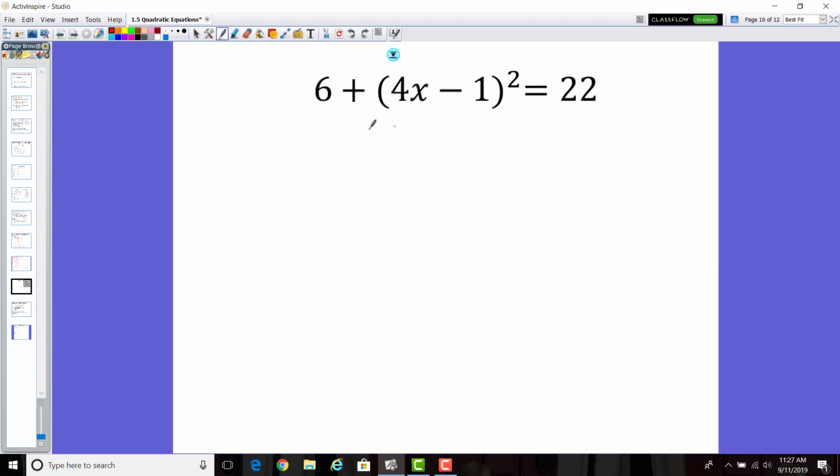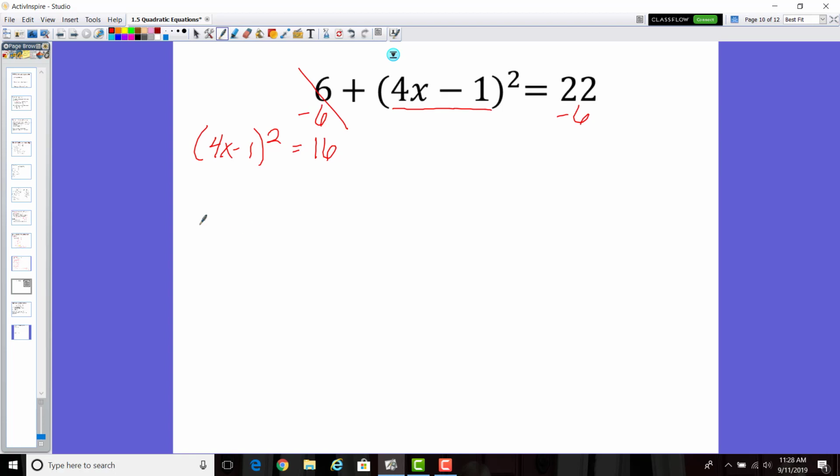One more here. Okay, again, find your squared term. What is it that's being squared? Well, the expression 4x minus 1 is being squared. So here I need to subtract 6. So I have 4x minus 1 squared. My squared term is now alone on the left. And 22 minus 6 is 16.